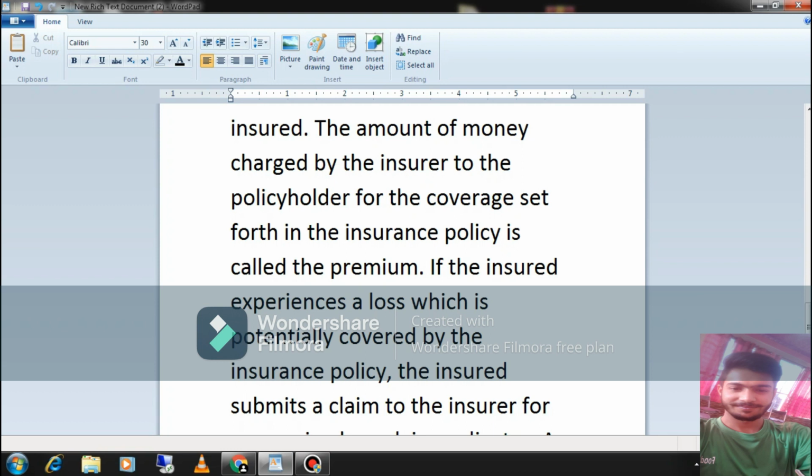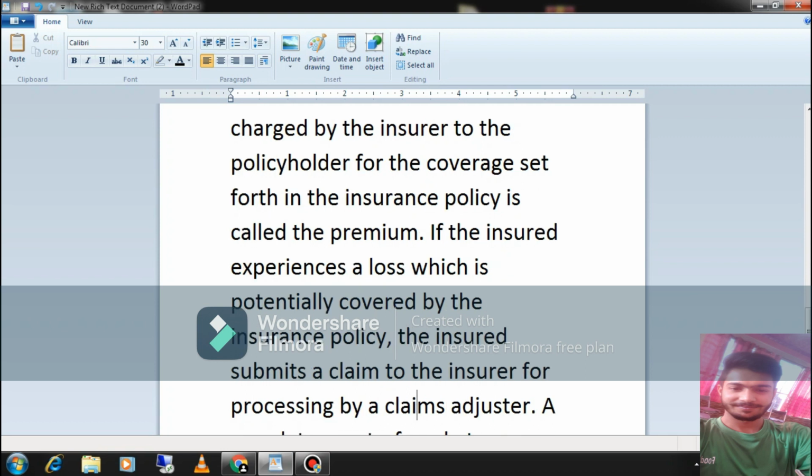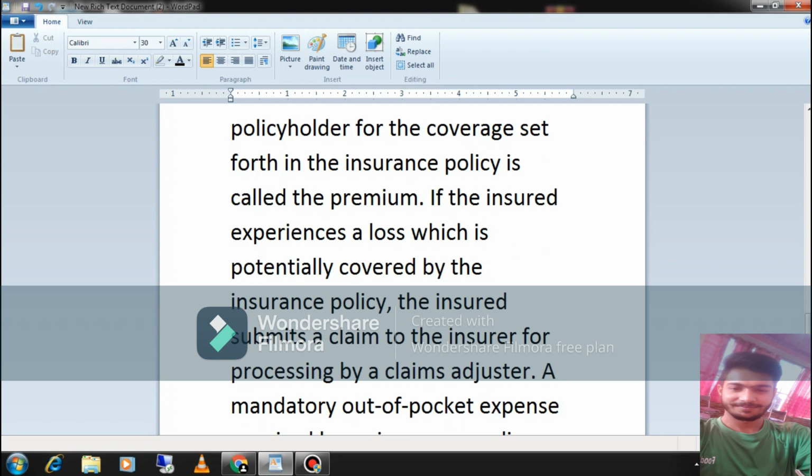If the insured experiences a loss which is potentially covered by the insurance policy, the insured submits a claim. It means they give a complaint to the insurer for processing by a claim adjuster. That means the complaint is received accordingly.